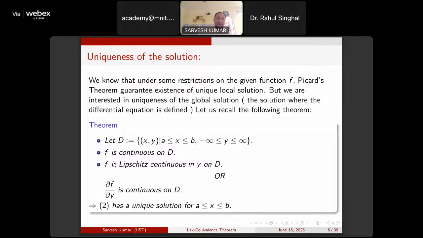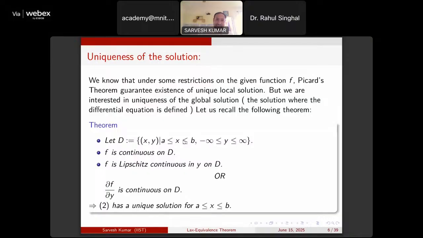If f is Lipschitz continuous and continuous, and the domain given to you is a rectangle here, then this problem has a unique solution for x. So if you see, the Picard theorem only requires a bounded rectangle. That will give a local solution.